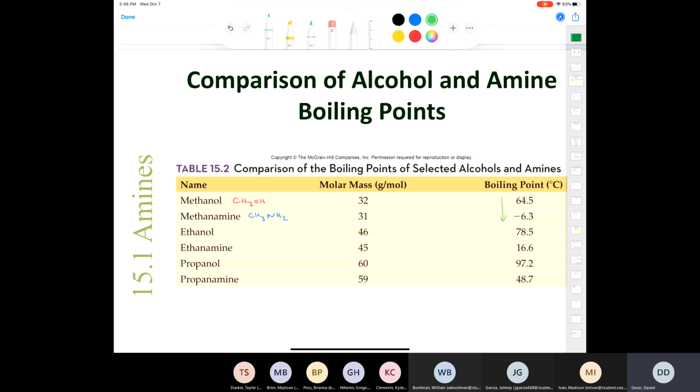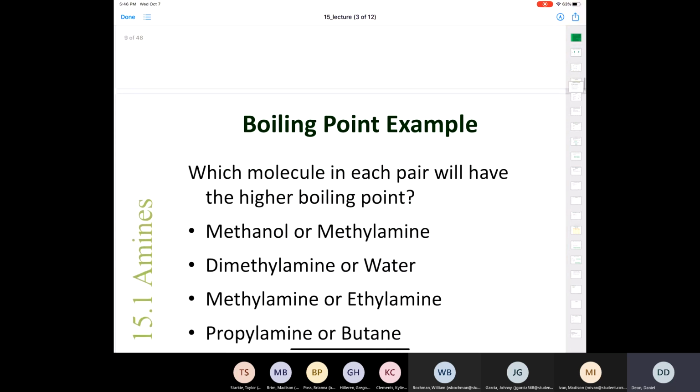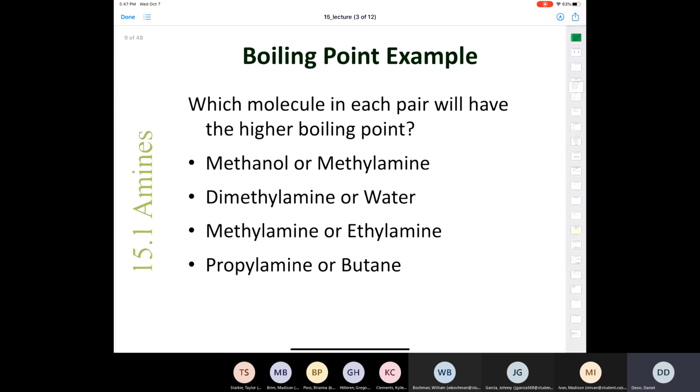We see the same trend with ethanol and ethanamine. We see the boiling point drop, and we see the same thing with propanol and propanamine. These are just analogous alcohols and their analogous primary amines. Nothing more than that on that slide, but still interesting nonetheless. Let's take a look at some examples and see if we can come up with some answers. This would make a great multiple choice question, and there's actually a series of questions on here.